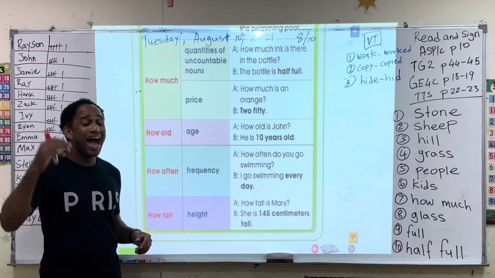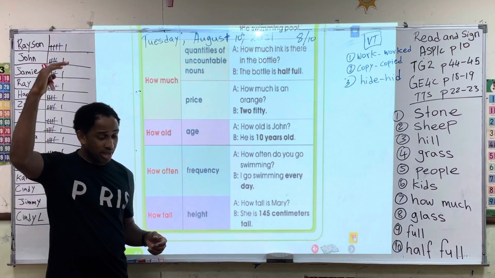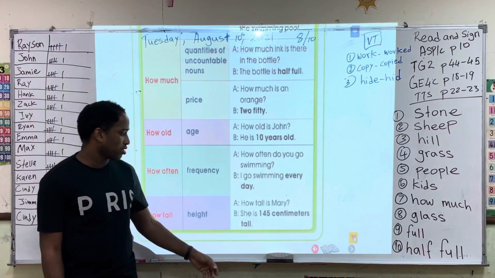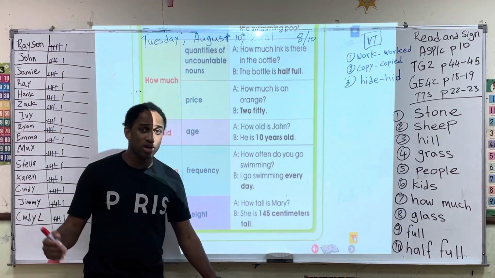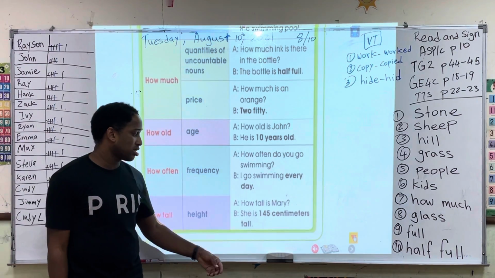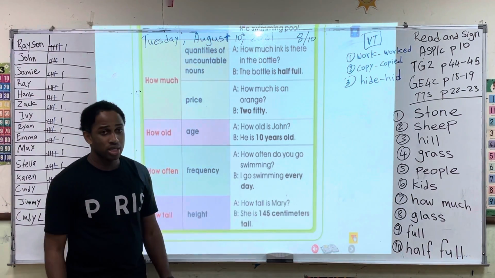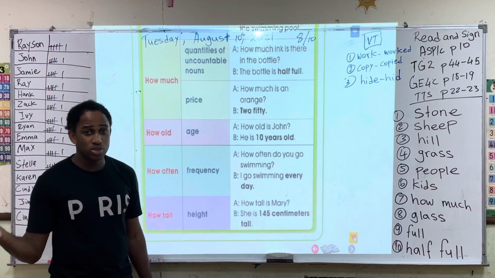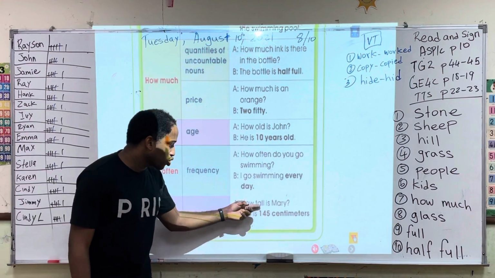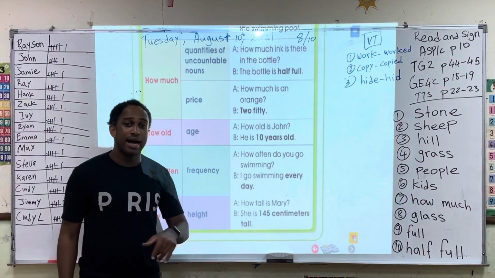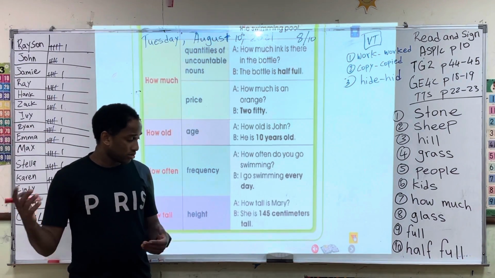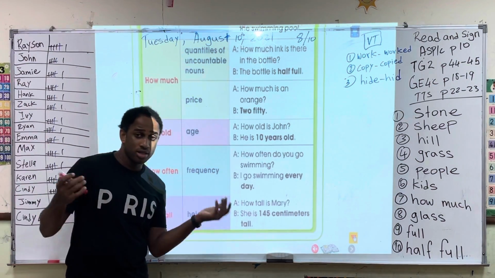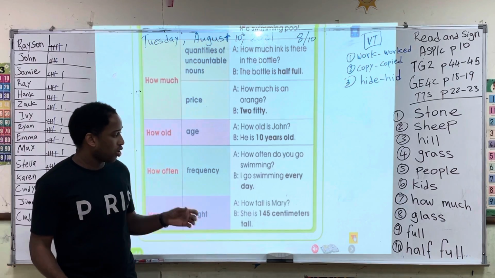How tall? Height. Okay, so your height. How tall is Mary? She is 145 centimeters tall. How tall is Tom? Tom is 120 centimeters tall. How tall are you? I am 120 centimeters tall. Okay, good.